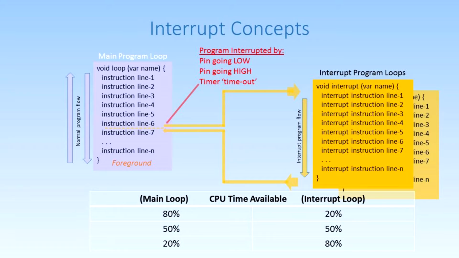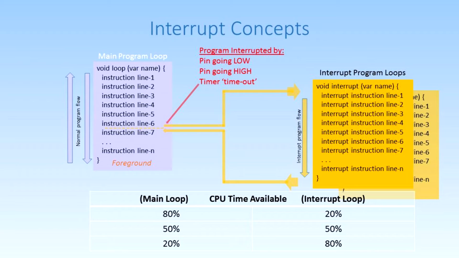On the left hand side, the violet area denotes the main program running instruction by instruction, continually looping around. Let's call that the foreground. And when an interrupt event happens, the program flow is directed to an interrupt handling routine, and the triggers could be a pin going low or a pin going high or a timer timing out, counting down to zero or counting up to a particular value.